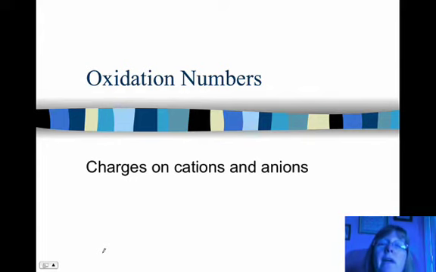Hi, we are going to learn how to assign oxidation numbers to different elements. And this is going to help us when we're naming ionic compounds, when we need to name the charge on those transition metals or metals that can have variable charges.